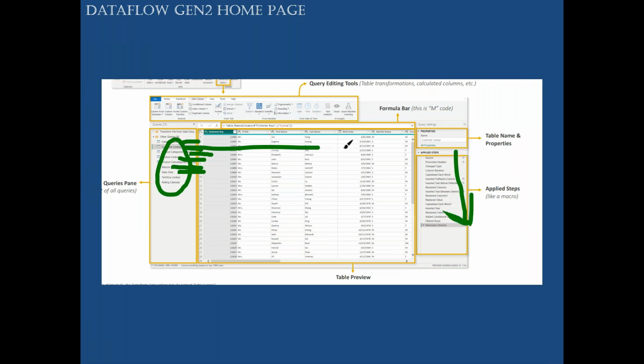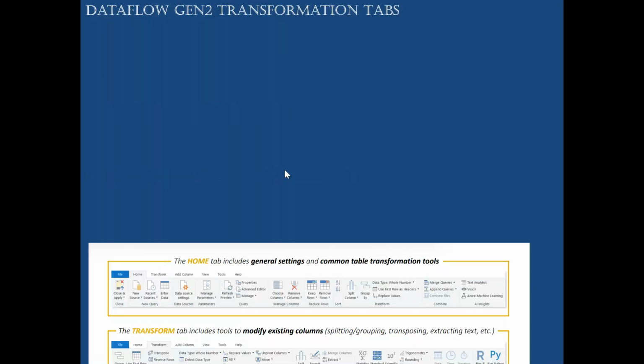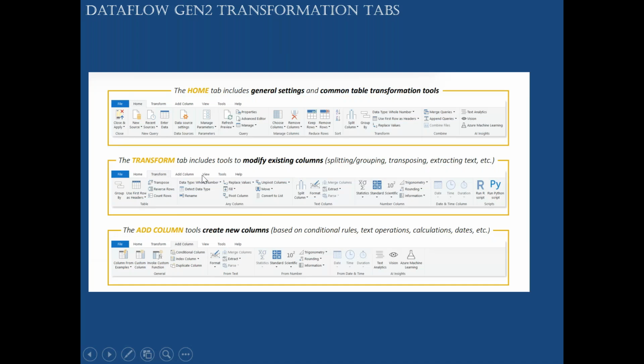If you click on a query, you can see the applied steps and the name. If you want to change the name, you can change it, and you have common settings and some transformations, everything here. Yesterday we also discussed this at a high level. The home tab has general settings, and the transform tab is where we can do some data transformations. In the add column tab, you can use the transformation result to add a new column.